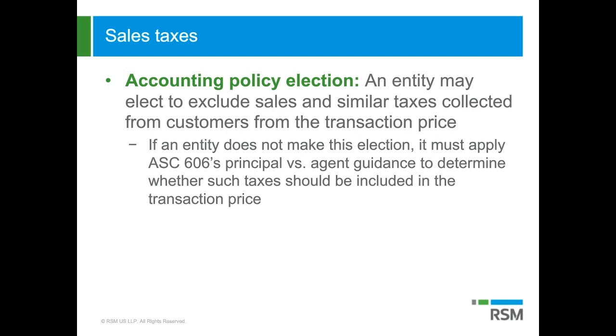And they said, well, here's an election you can take. You could basically just say, if I make this election, I'm going to record sales tax on a net basis. So exclude it from transaction price and exclude it from revenue and costs. If you don't want to make that election, then you can go ahead and evaluate all those sales taxing jurisdictions. You have to determine whether you're a principal or an agent for those sales taxes. But my guess is most companies will be making this particular policy election.